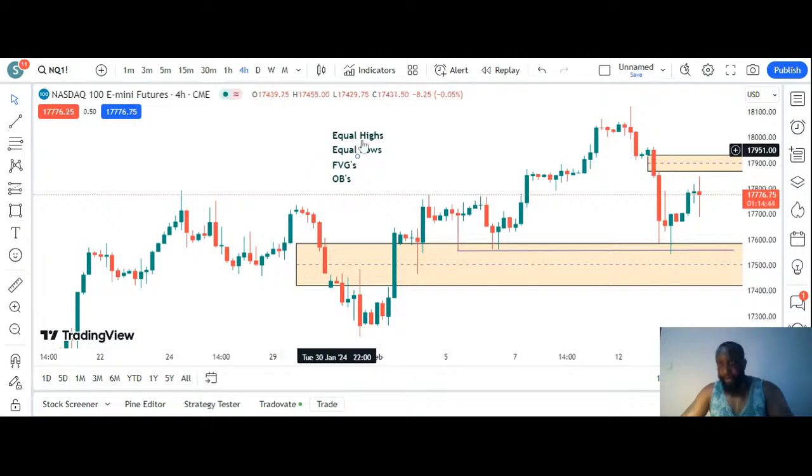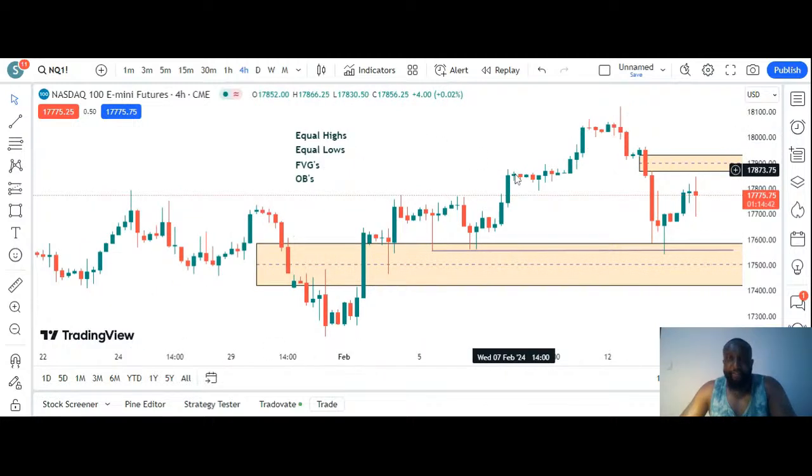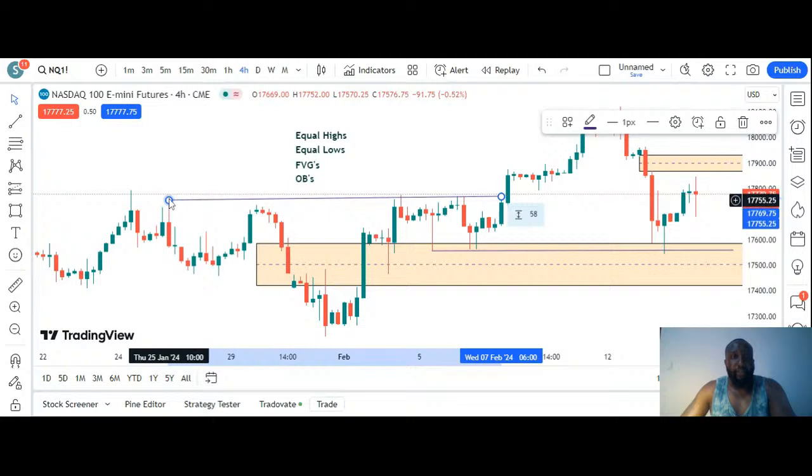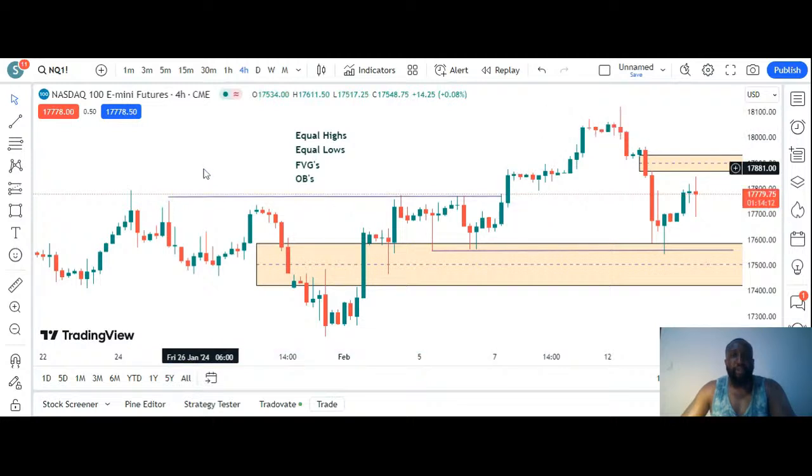So now, back to the charts. So this is what we have. The price always aims for your equal highs, for your equal lows, for your fair value gaps, for your order blocks. For instance, if you look at this area here, let me try and draw this so that you guys get a visual explanation of what I mean by equal highs and equal lows. Okay, there we go.